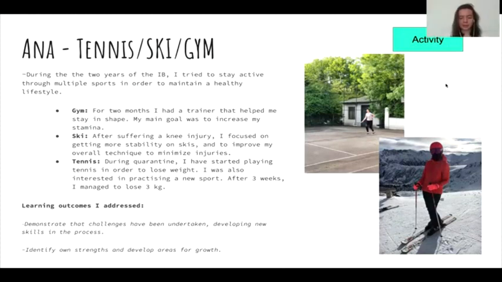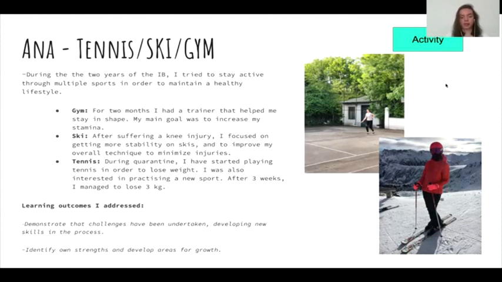Okay, so me, on my own, I focused on the activity aspect of CAS. So that's why I went to the gym, I skied, and played tennis. So the gym, at the end of 11th grade, I went for around 1 month, I believe, simply because I was stressed, and I actually wanted to improve my stamina. So I got a trainer, and he helped me in the journey.